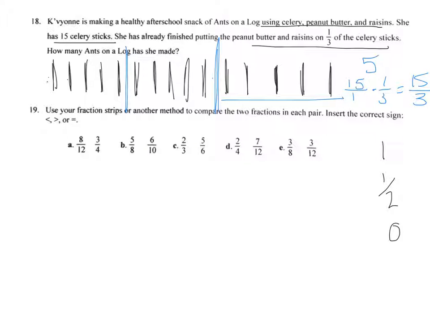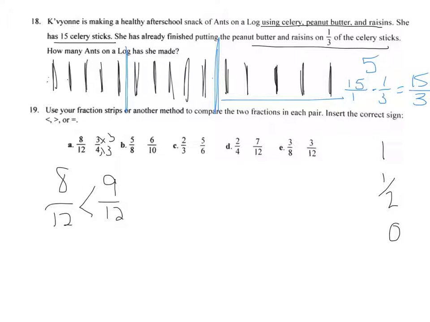Okay, so let's start with 8/12. For this one, I'm going to go ahead and make common denominators because 4 will go to 12 easily. So I have 8/12, and if I want to change the 4th to be a 12th, I would multiply by 3. So I would have to multiply the top by 3 as well. So that would be 9/12. So we would know that 9/12 is greater than 8/12, so 3/4 is greater than 8/12.